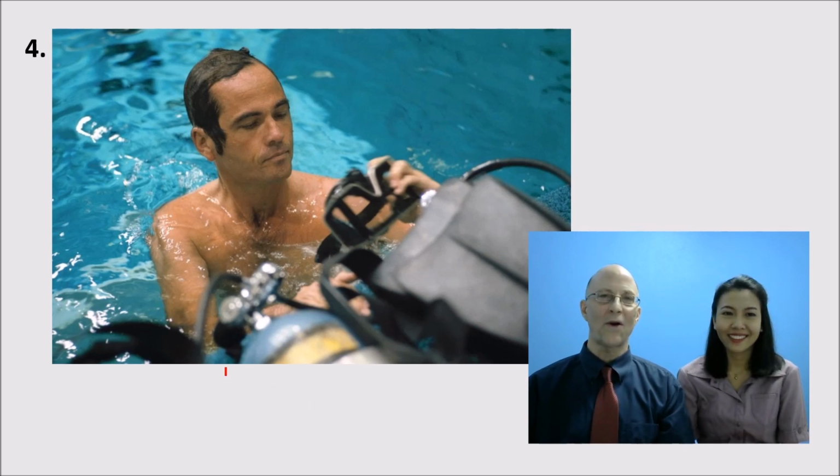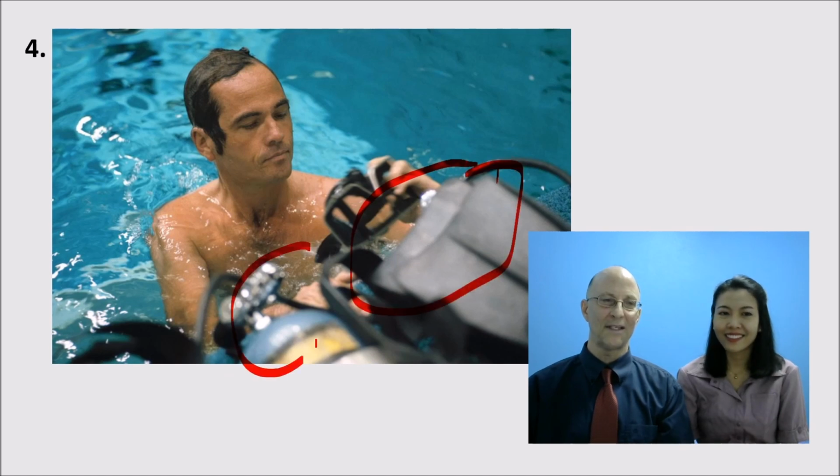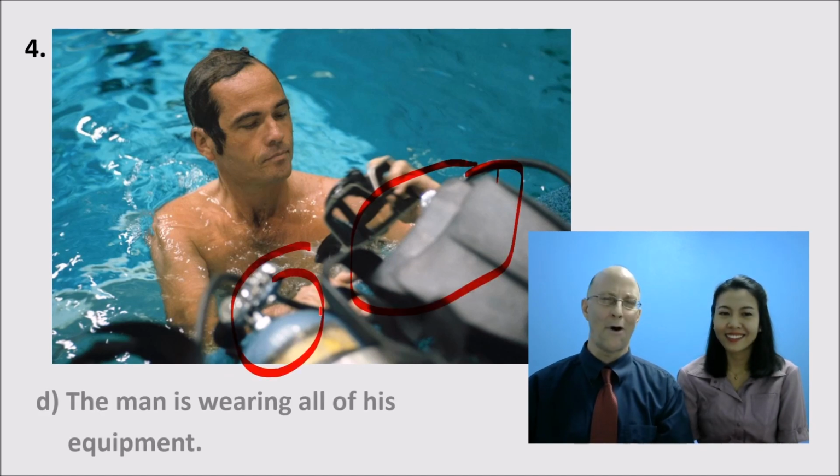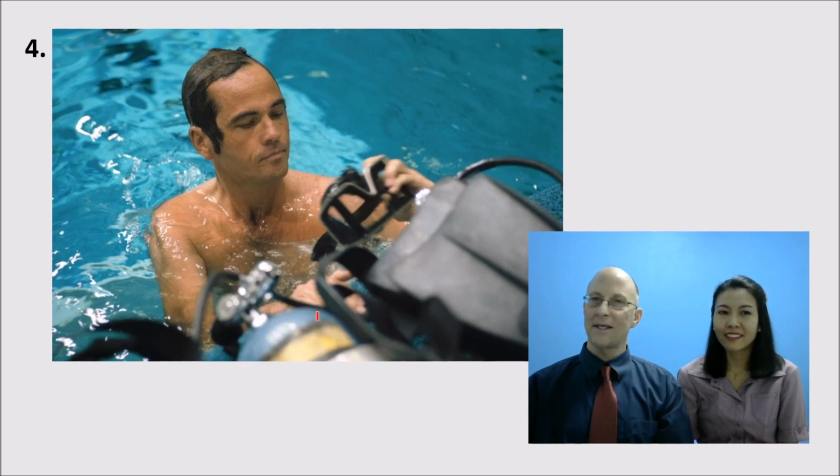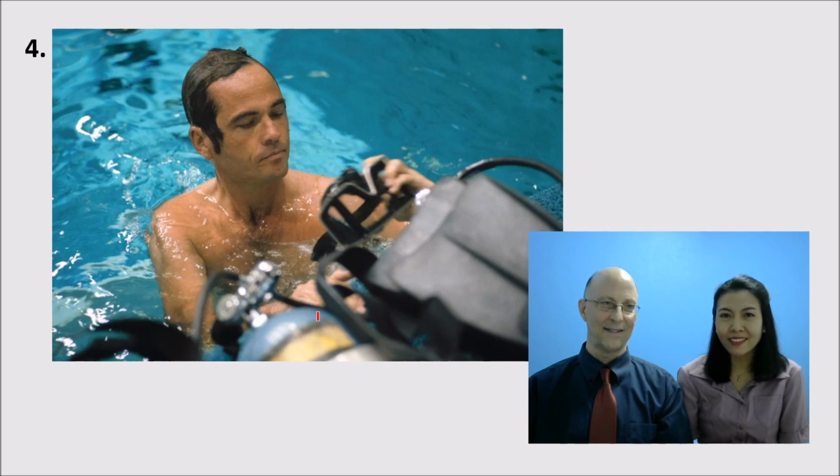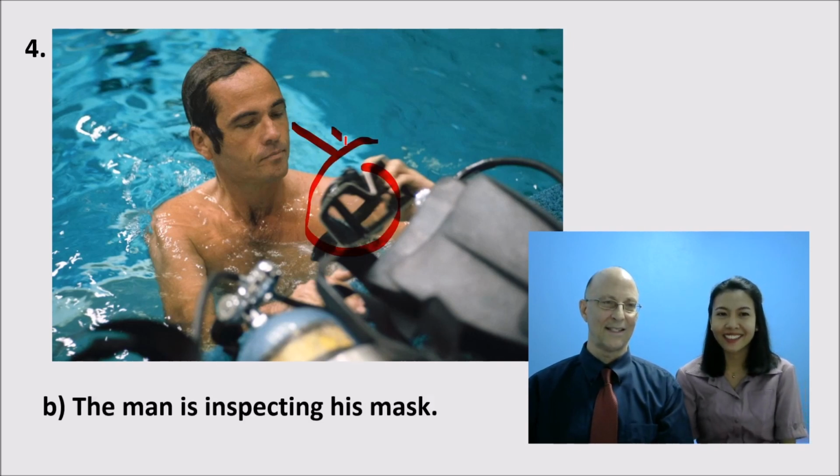D. The man is wearing all of his equipment. Here is his equipment. Is he wearing it? No, he hasn't put it on yet. B. The man is inspecting his mask. Inspecting means you are looking at something carefully. Yeah, he is clearly inspecting the mask.